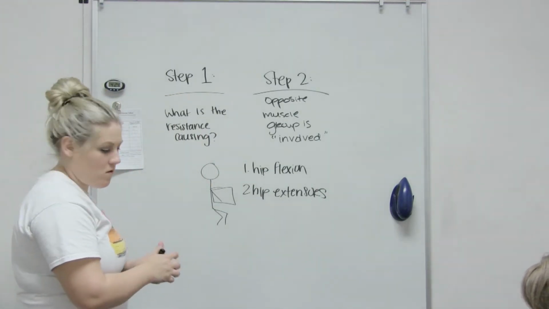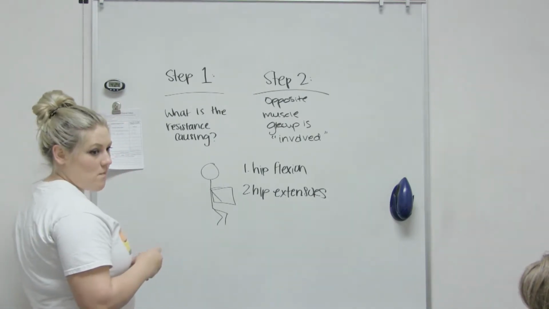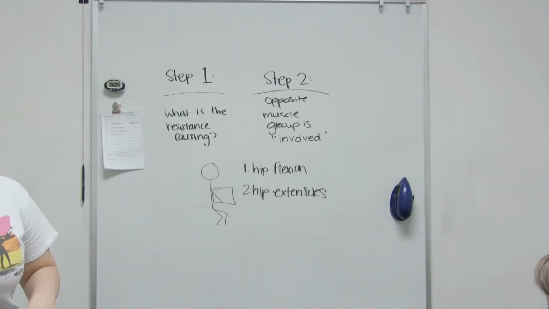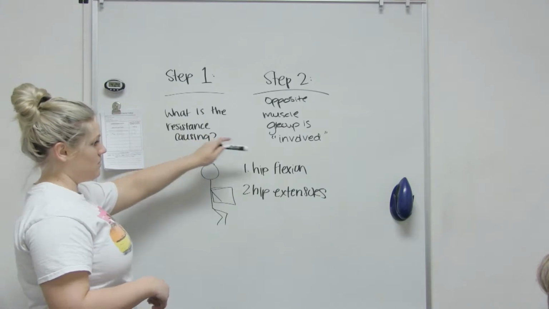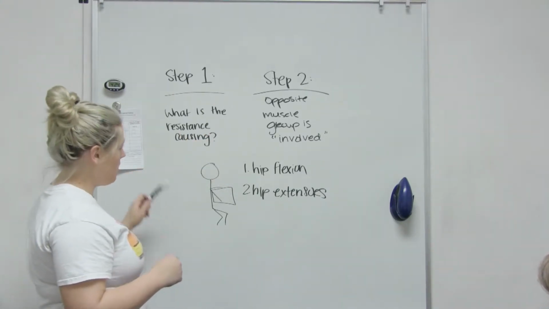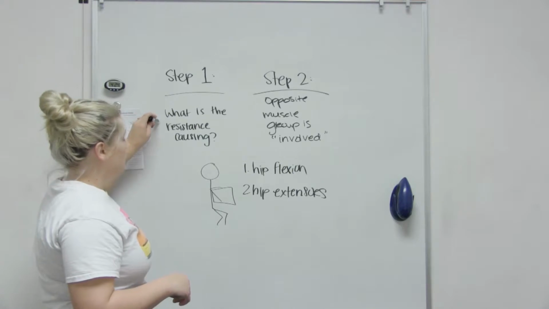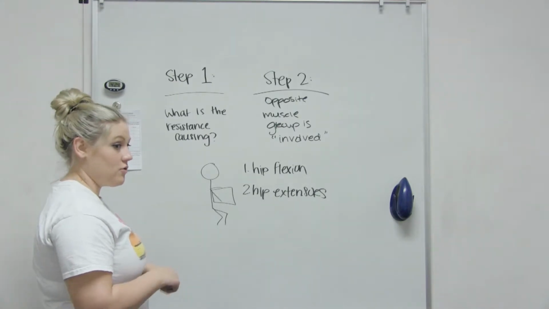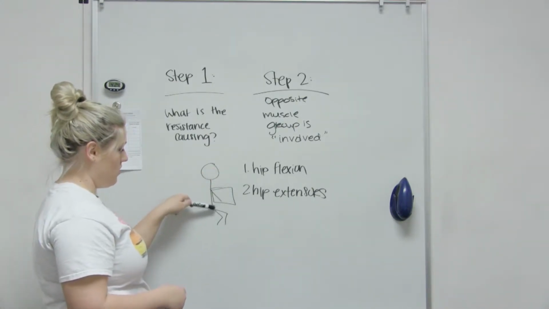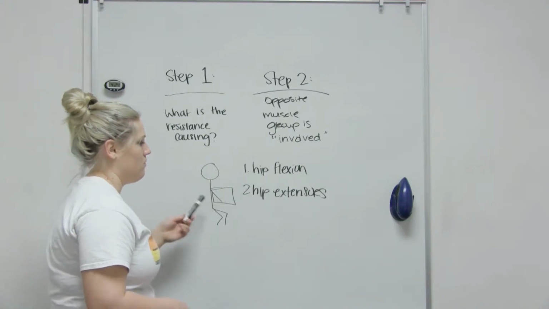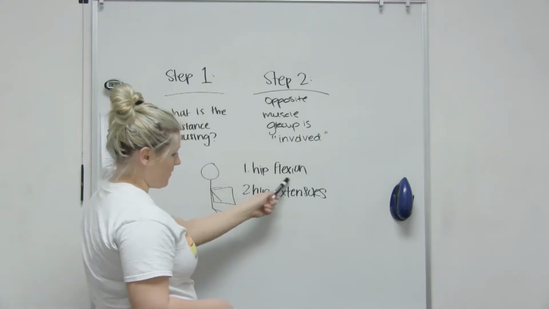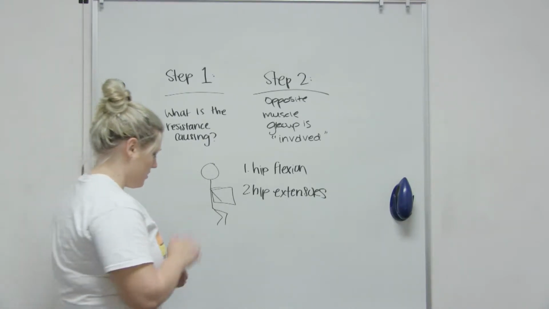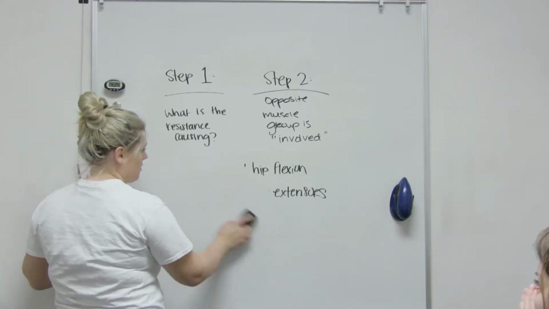I guess that's what confuses me the most, is the whole opposite thing. You just have to make sure to break it down into the 2 steps to keep it separated. Always figure out first what the resistance is causing, some type of movement at a joint. It's going to cause hip flexion if he comes down. So then his hip extensors, the opposite muscle group of our hip flexors, are involved. That's how it works. Let's do another example where we have multi-joint.